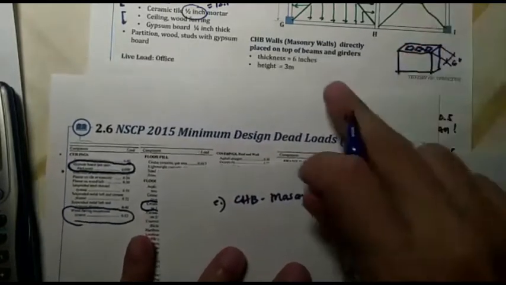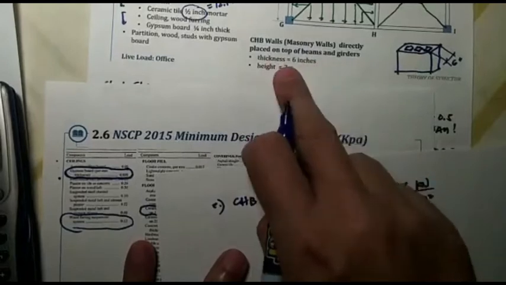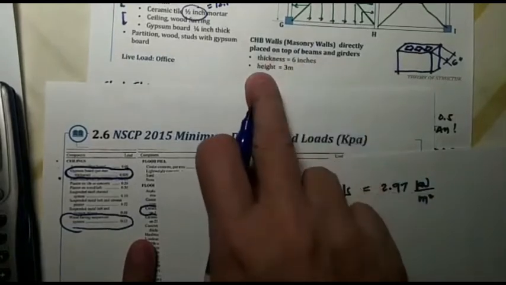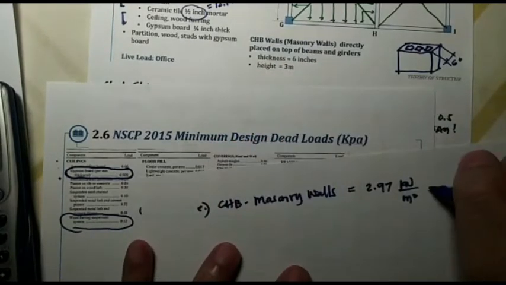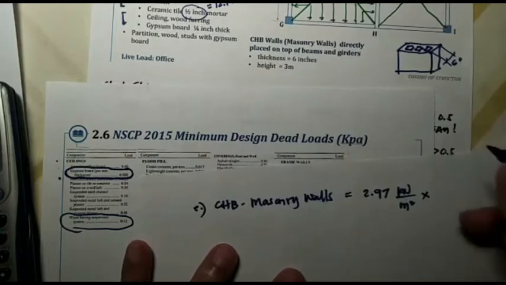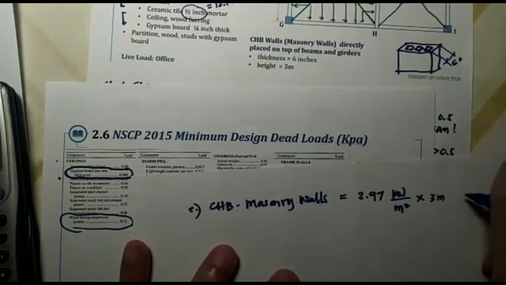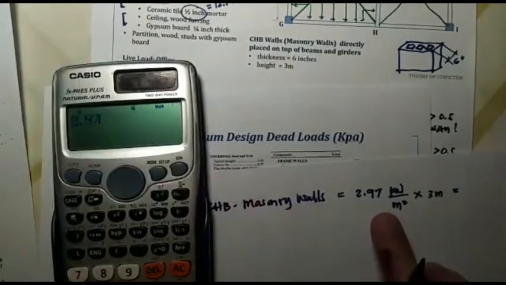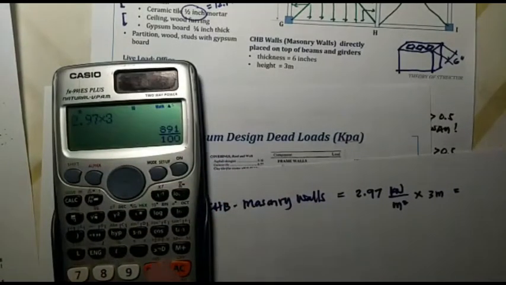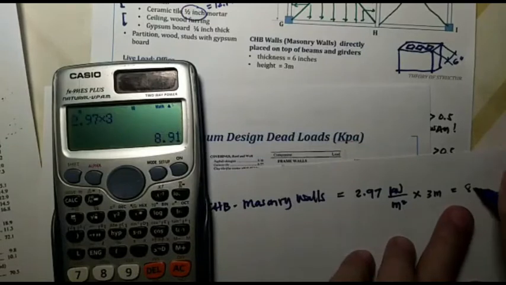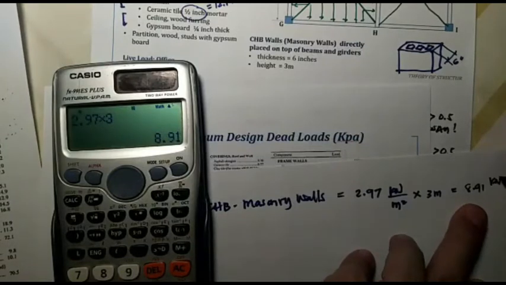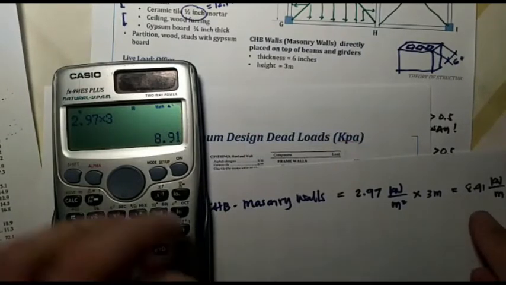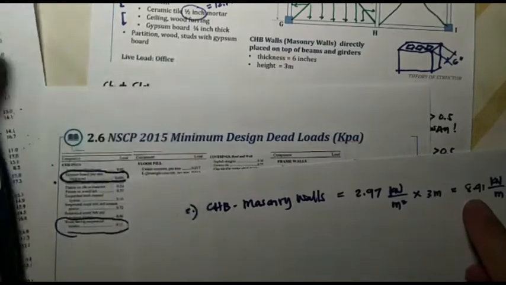Kaya lang, this is directly placed down dun sa mga beams and girders. And yung height niya is 3 meters. So i-multiply natin siya ng taas ng wall. So what we got is 2.97 times 3. So here we have 8.91 kilonewton per meter na siya.